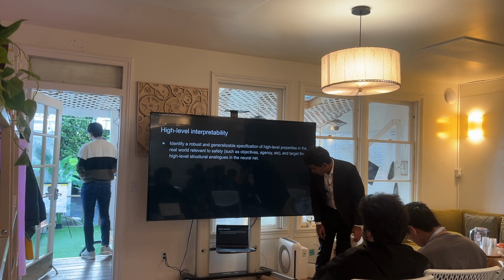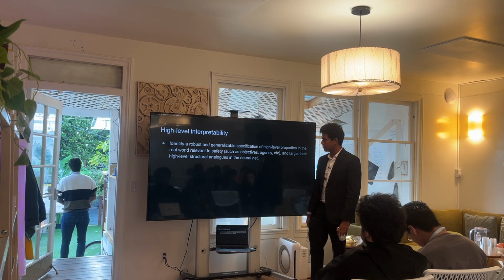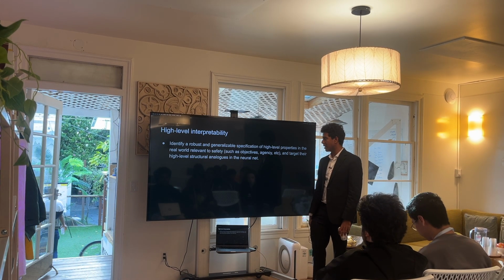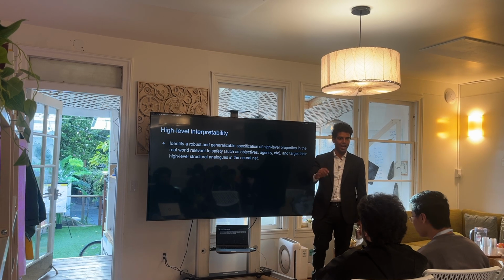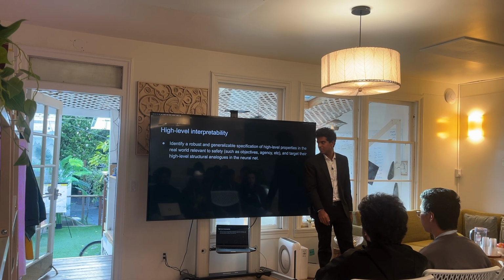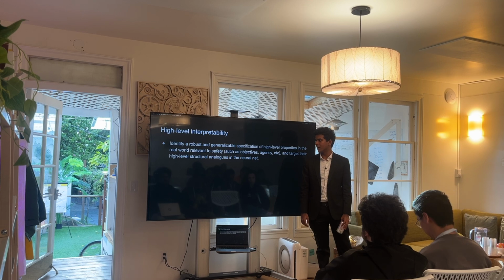And now high-level interpretability. I could talk about this for like 30 minutes, but I'll just cover it very briefly. I have 10 more slides after this, but I didn't calibrate how long it would take me to cover the rest.